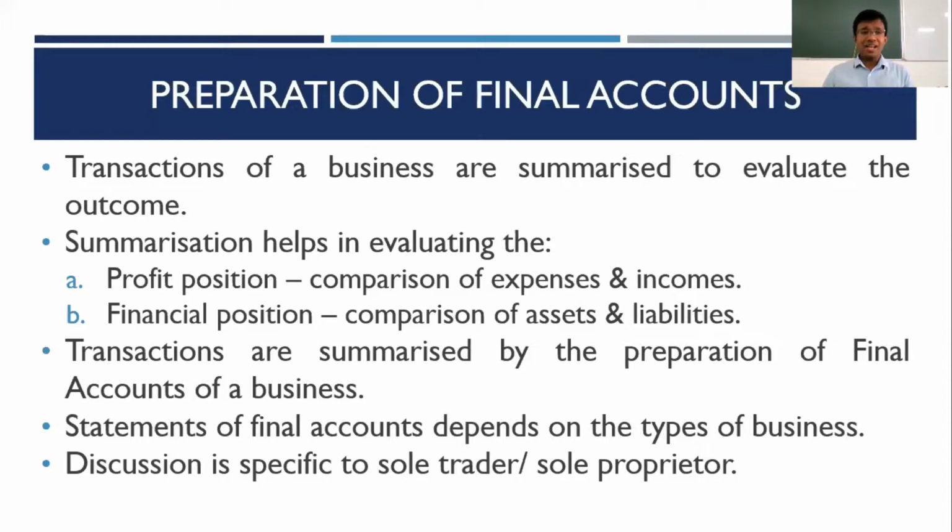So assets are resources that you own, resources that you possess. Liabilities are those obligations that you have to pay off. They are commitments that you have to fulfill. So any business ultimately desires that the assets be more than the liabilities. I'll repeat that. They desire the assets to be more than the liabilities. So this comparison is what you call the financial position. How do you evaluate the financial position of a firm? You evaluate the financial position of a firm by comparing the assets with its liabilities.